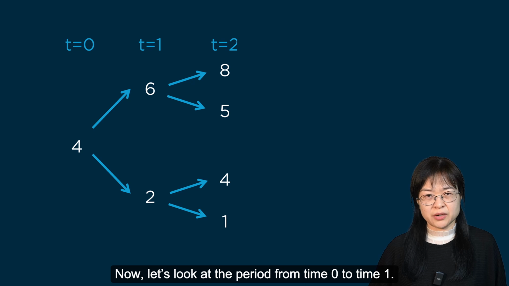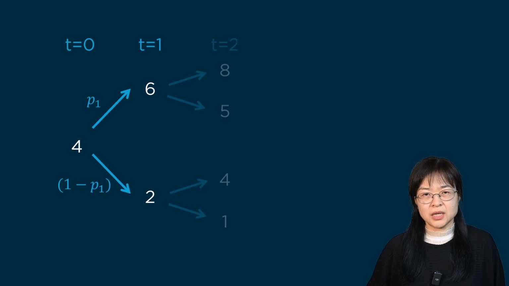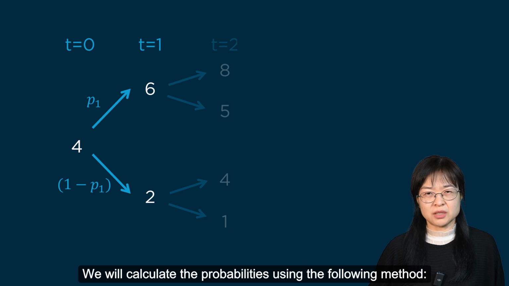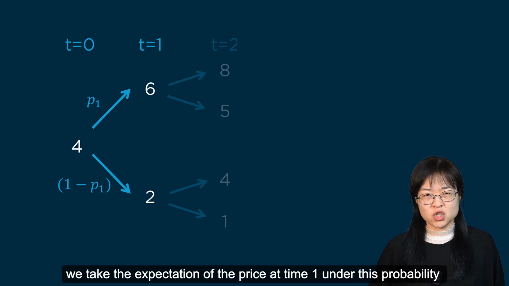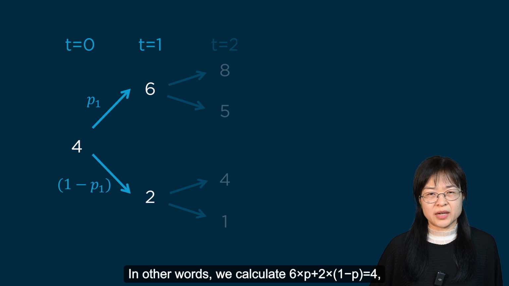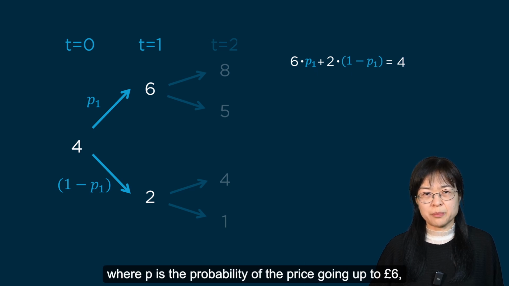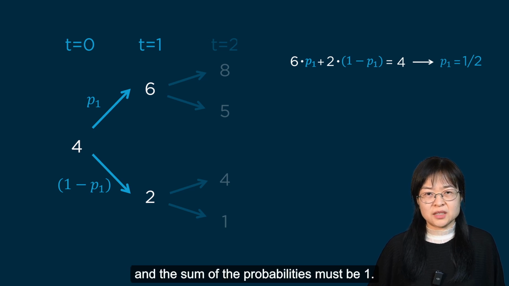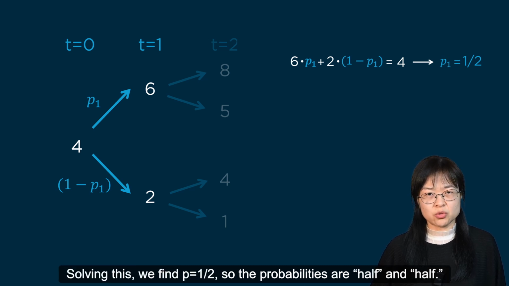Now let's look at the period from time 0 to time 1. We will calculate the probabilities using the following method. We take the expectation of the price at time 1 under this probability and set it equal to the price at time 0. In other words, we calculate 6 times P plus 2 times (1 minus P) equals 4, where P is the probability of the price going up to £6. And the sum of the probabilities must be 1. Solving this, we find P equals half, so the probabilities are half and half.